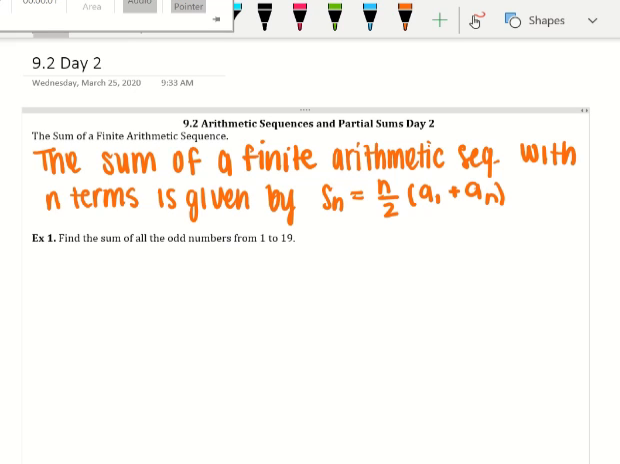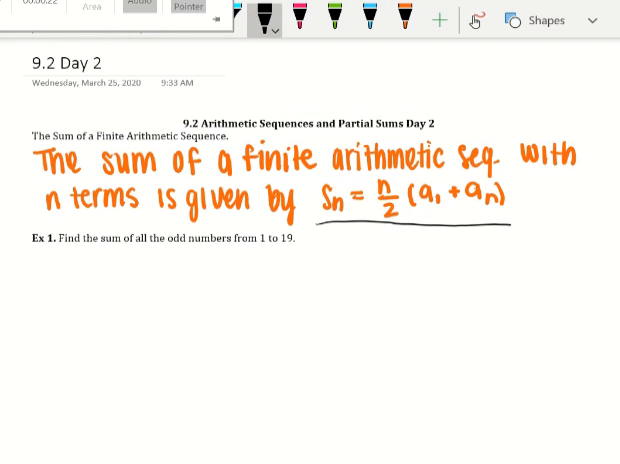Alright, so this is 9.2, Arithmetic Sequences and Partial Sums, Day 2. The first thing we're going to cover is the sum of a finite arithmetic sequence, and that is something that's going to have n terms, and it's going to be given by this formula right here.